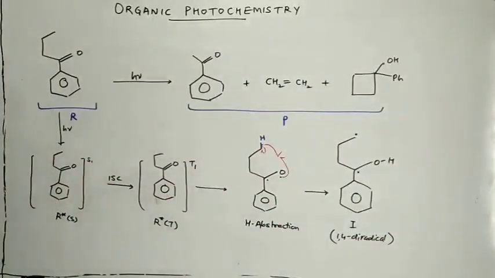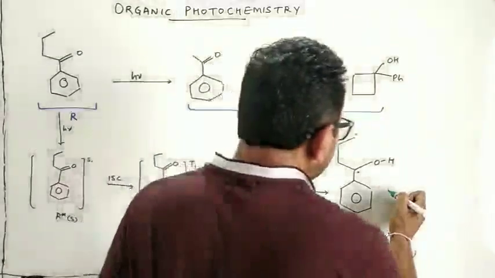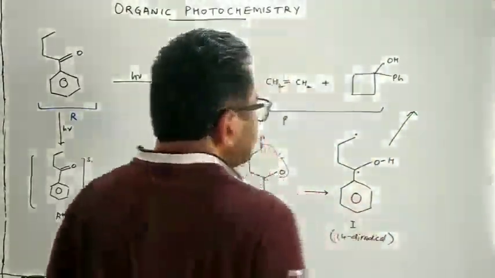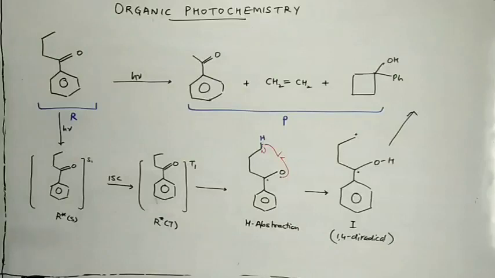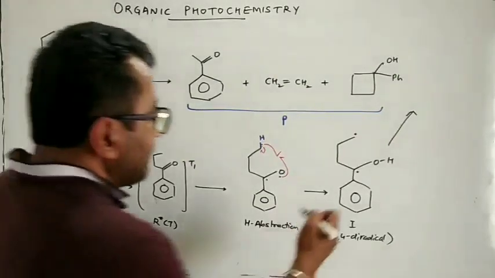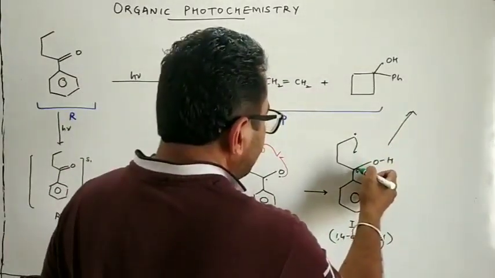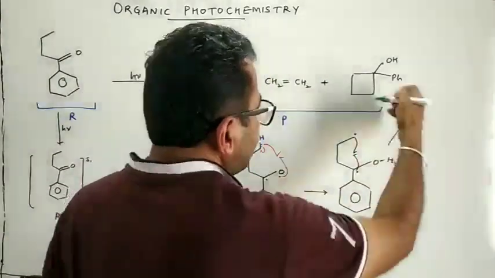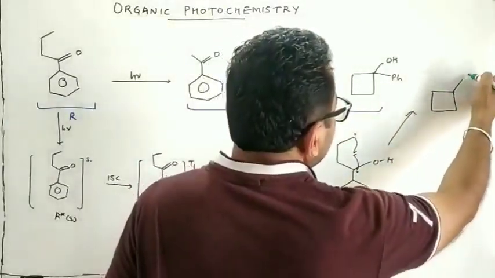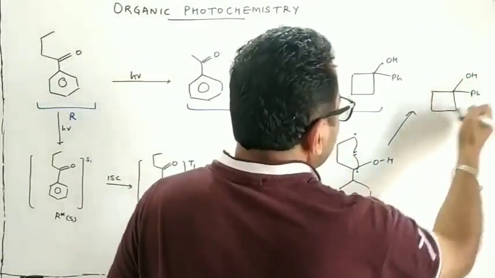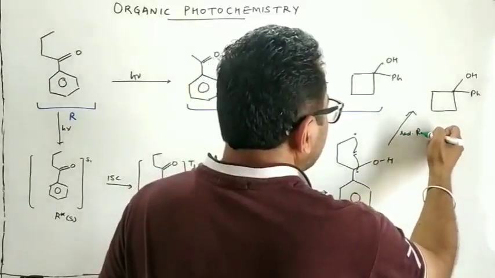Now this intermediate gives different products, like I can give P1, P2, P3, we will see in the examples. So this intermediate undergoes various reactions. If it undergoes 1,4 diradical recombination, radical recombination, then this radical and this radical form a bond here, and we get this product. This is your radical recombination.